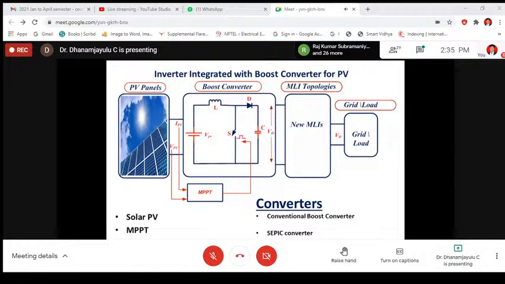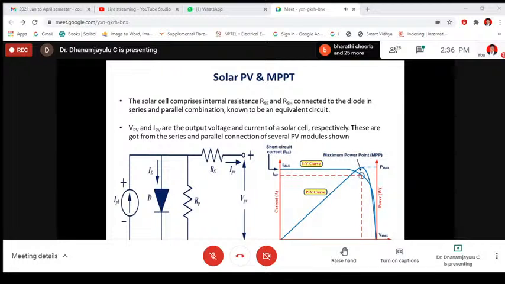When it comes to MLIs, as I said, we need to convert DC to AC, to get a quality output sine wave. So now I'm going to give a brief overview of solar PV MPPT design as well as four types of converters, and I'll show you different types of multi-level inverters with a reduced number of components. So when it comes to solar PV, this is the equivalent circuit of solar PV.